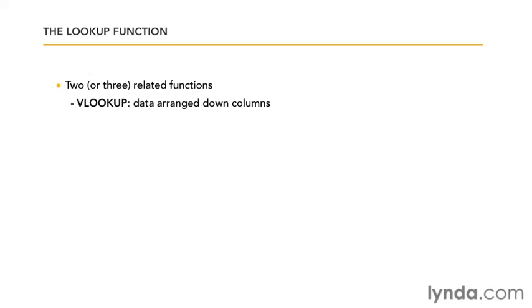One function is called VLOOKUP. V stands for vertical, and you use that if you have your data arranged down by column. There's also an HLOOKUP, horizontal, just in case your data are arranged across rows. Those are really the only two functions you want to deal with.